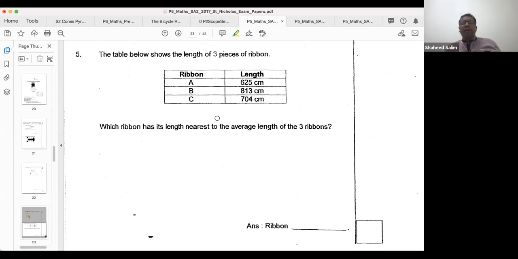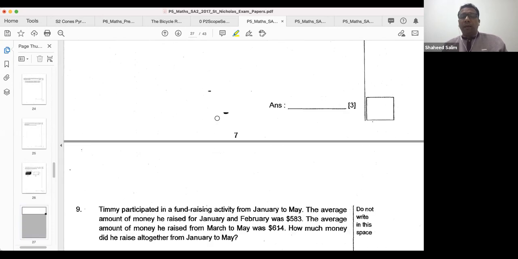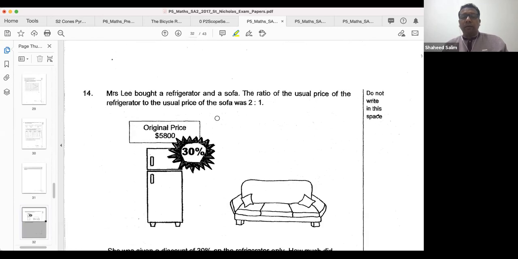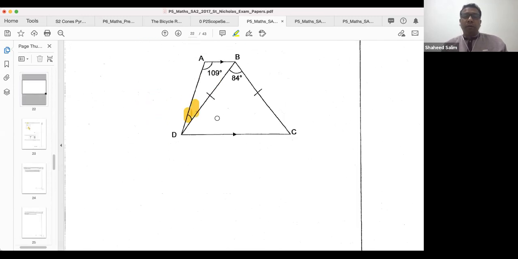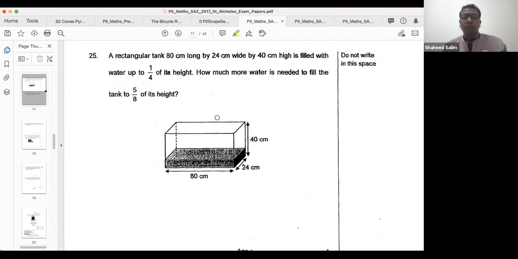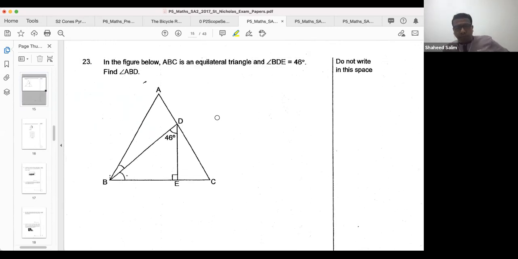Down here now, which ribbon has its length nearest to the average? No, don't want this one. Don't want this one. We do one more. Maybe we do angle. Angle, no more angle. Okay, we do paper one then. Hold on, because the rest are coming in shortly. I just want you to see and try. Can you try this, please? You are allowed to use your calculator, no problem for this one. Read carefully.